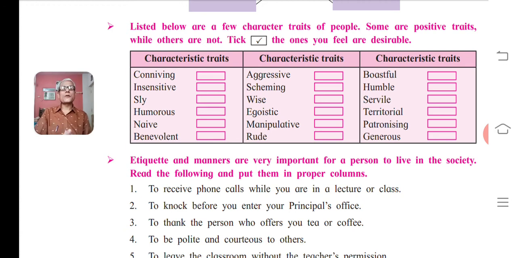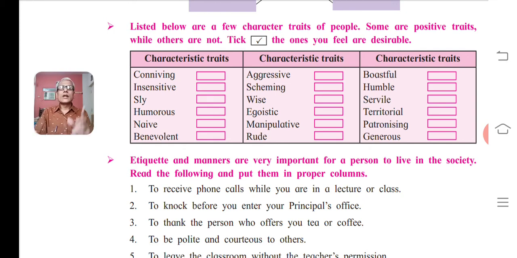Now dear friends, before that I would like to tell you that all these personality traits are very important from the point of view of using your English language fluently while describing other persons. But here you will have to just tick only those personality traits that you feel are desirable from these given characteristic traits.